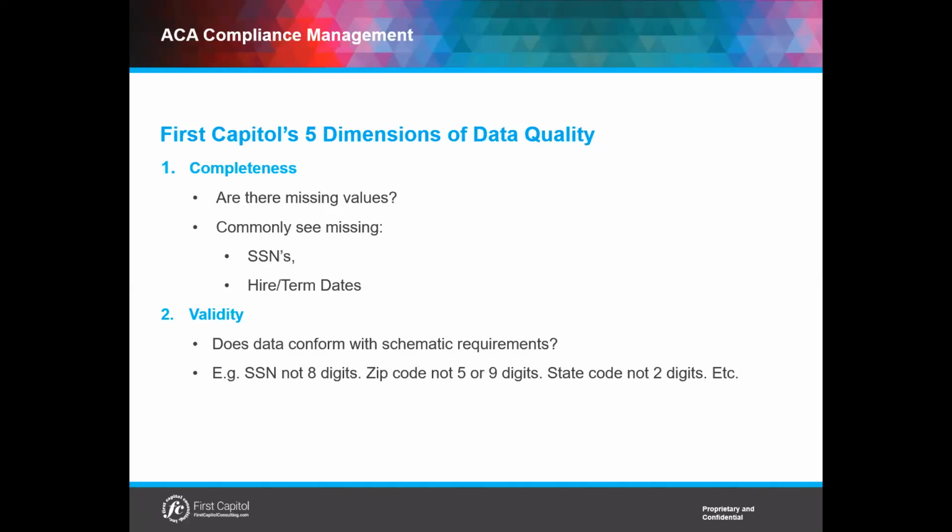The second dimension is validity. So when we say validity, we mean, does the data conform with its schematic requirements? To make that a little simpler, a social security number should have 8 digits. A zip code should have 5 to 9 digits, depending on how the system stores it. A state code should have 2 digits. Very simply, does that data point just match the schematic requirements of that field? And the concept is simple, but if you have thousands of employees or thousands of records, it's very helpful to have a system that can perform these types of checks in a very quick and automated fashion.